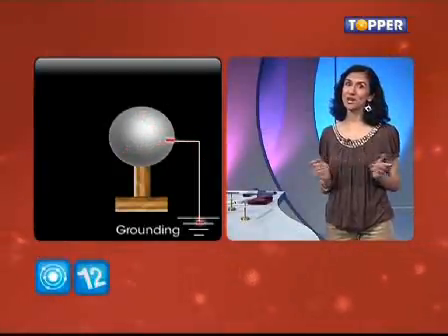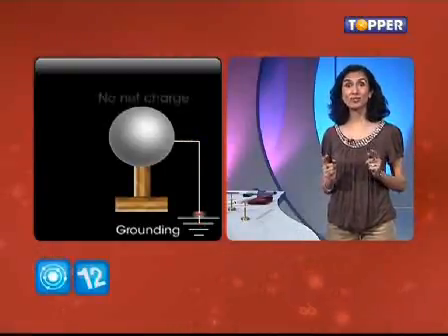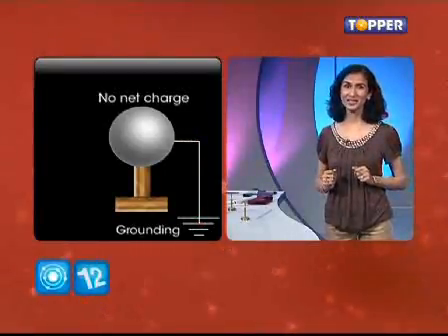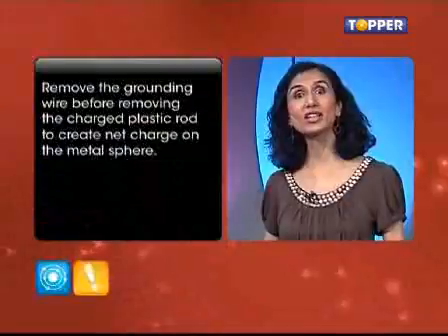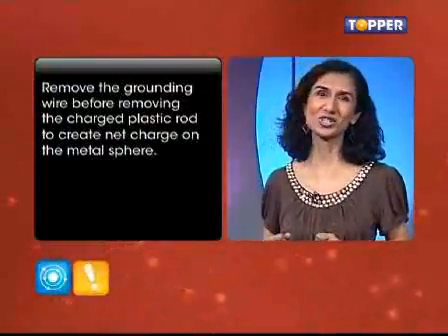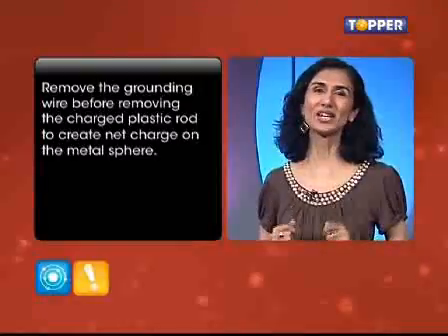We will not be able to trap net charge in the metal sphere if we remove the plastic rod before the grounding wire. Thus, it is important to remove the grounding wire first before removing the plastic rod, which is the source of induction, to create a net charge on the metal sphere. In the example we just discussed, we produced net negative charge on the metal sphere, provided we remove the grounding wire first and then the plastic rod. Is it possible to produce a net positive charge on the metal sphere in this manner? Of course there is. Here is the illustration of the process.